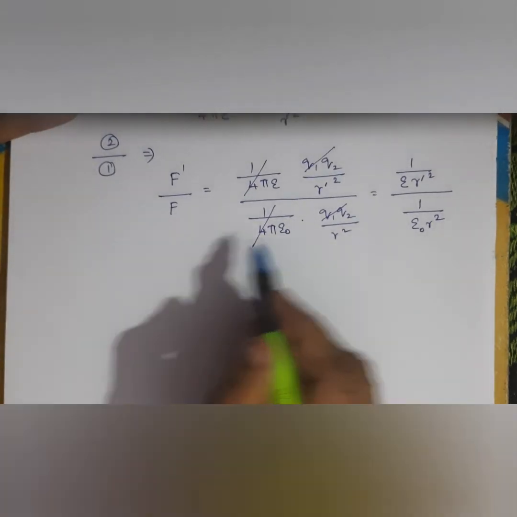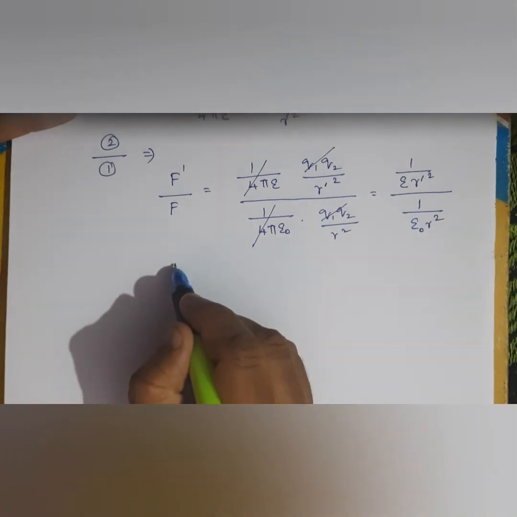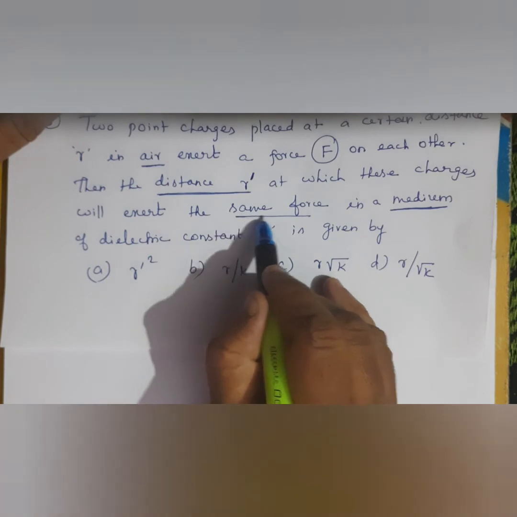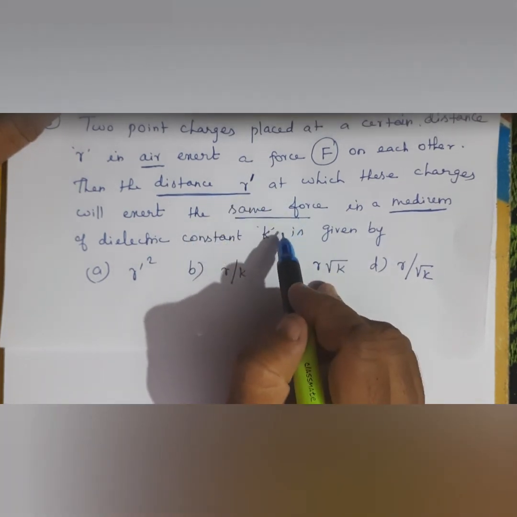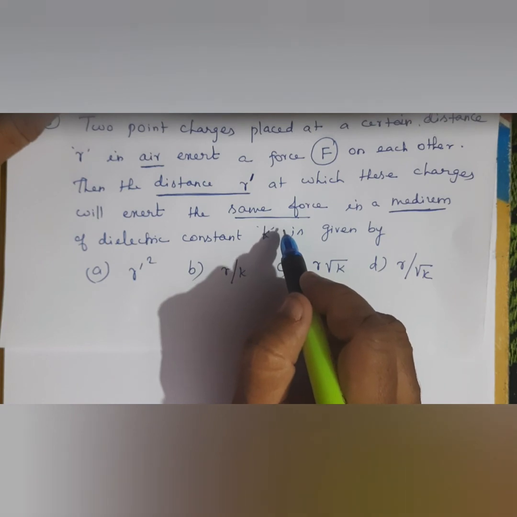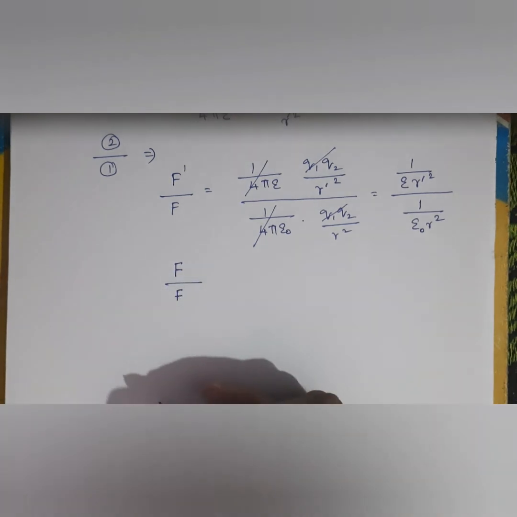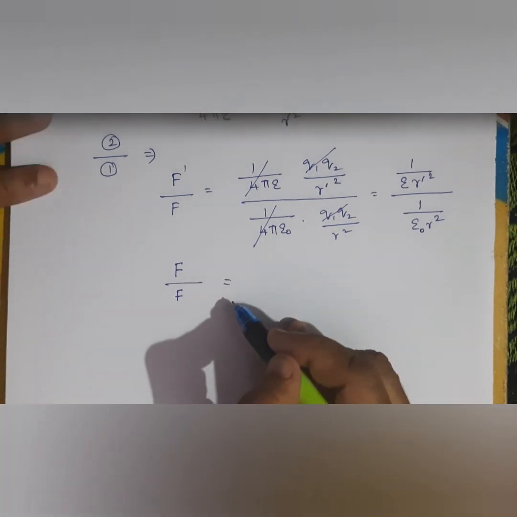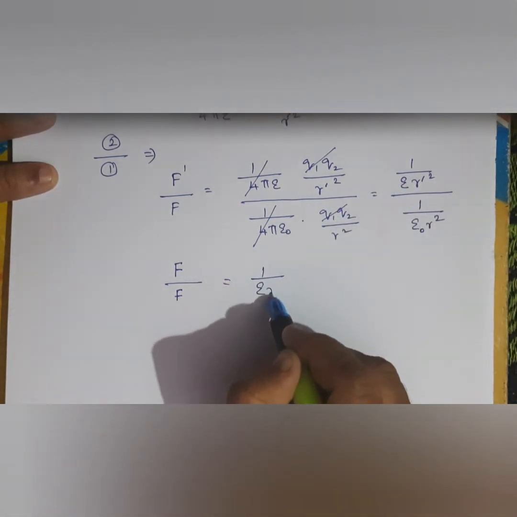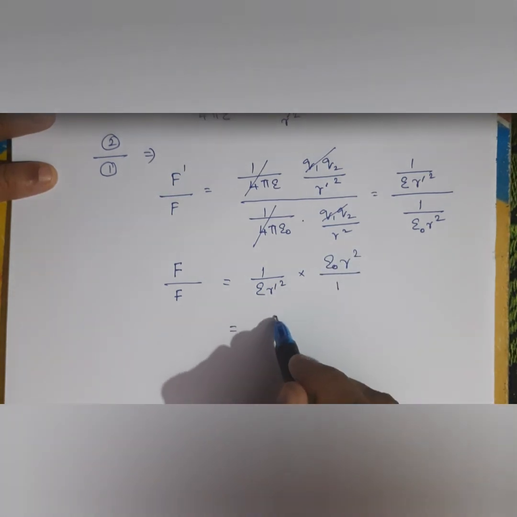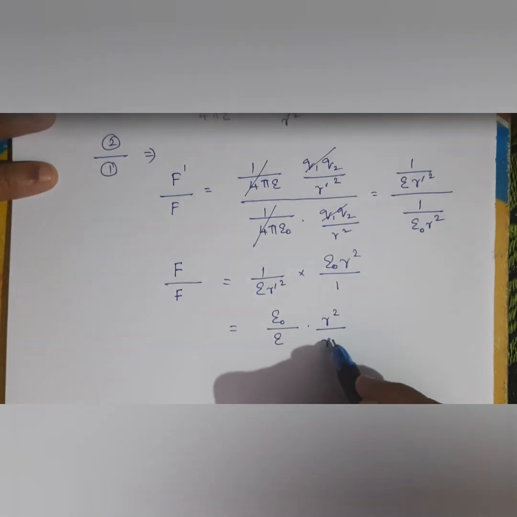Okay. Now you find out r dash. So the force is the same. In the problem, there is the same force. Once you change the distance to r dash, the force is still the same. There is no change in the force. So f dash is replaced by f, so f divided by f is equal to 1 by epsilon r dash squared, epsilon naught r squared divided by 1. So epsilon naught divided by epsilon, r squared divided by r dash square.